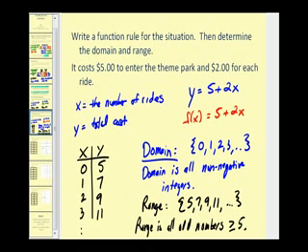Okay, that'll do it for this introductory video. In the next video, we'll take a look at graphing functions to determine the domain and range.